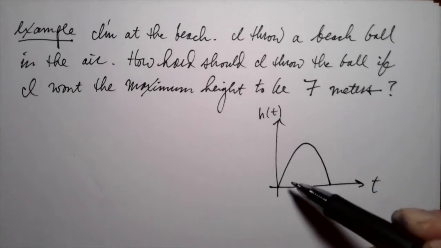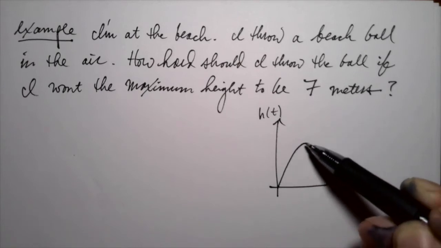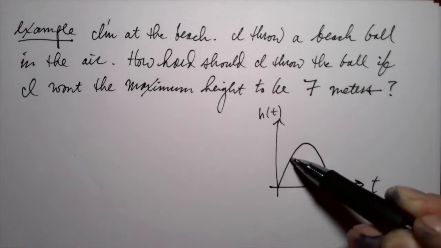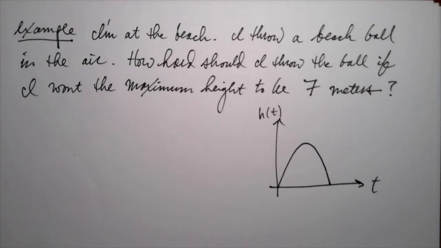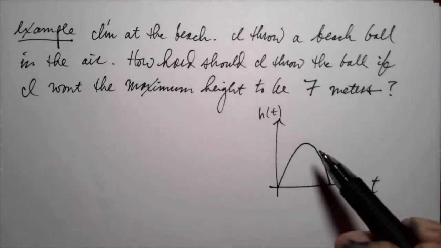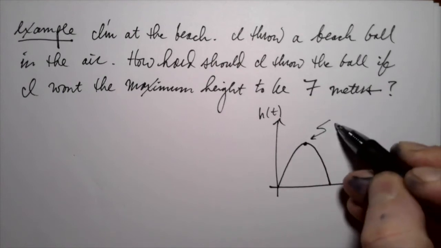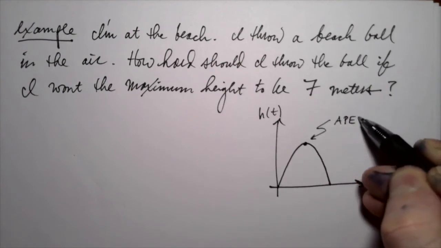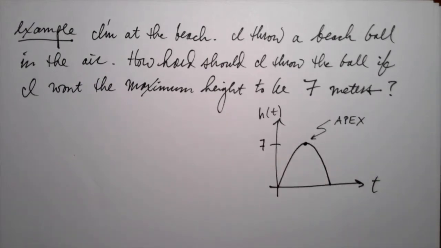In other words, if we're looking at the height function plotted against time, this function is measuring how high the ball gets in the air over the different range of time values. I want the apex, the top of that parabola, that's the highest point that the ball gets, I want that to be 7 in meters.